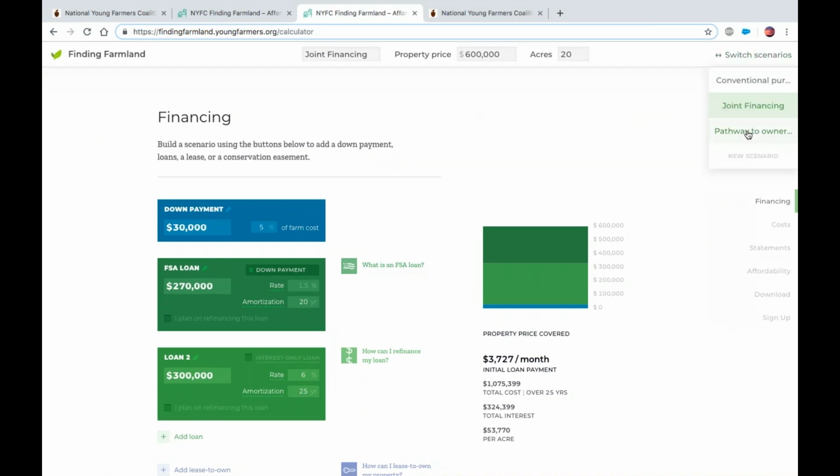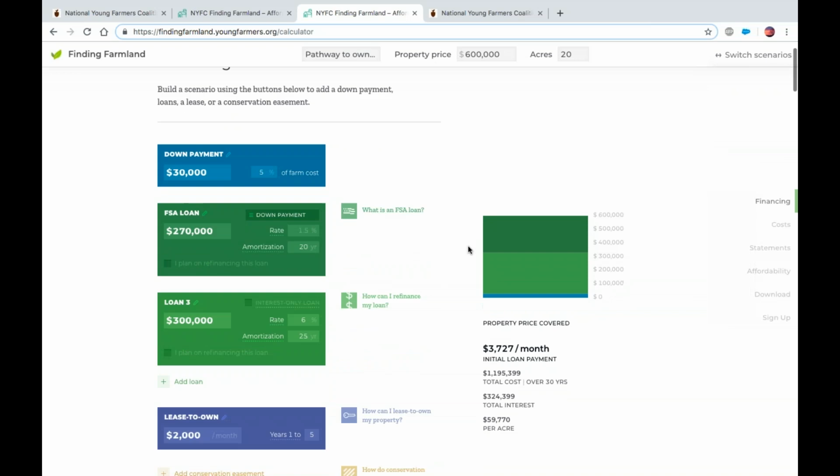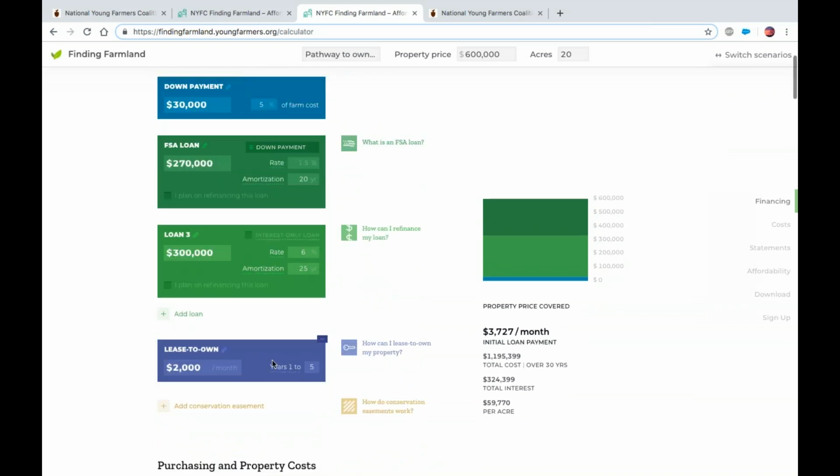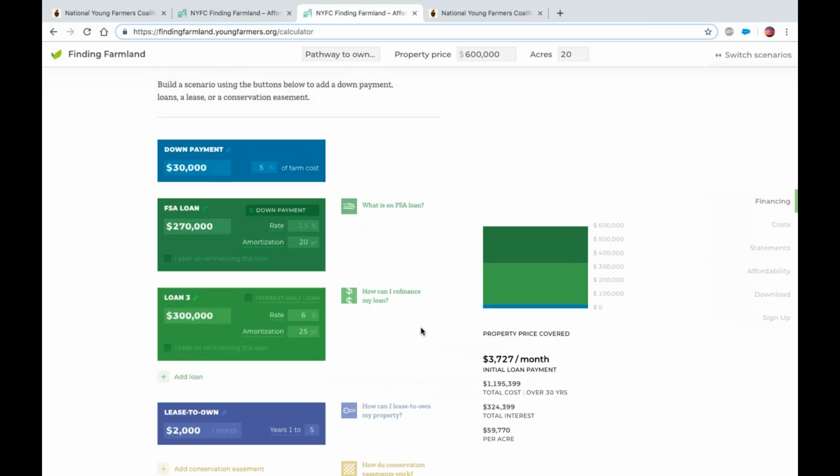So I built this other scenario, which we're calling our pathway to ownership scenario, which is exactly the same as the joint financing. The purchasing process is the same, price is the same. The only difference is that for 5 years, we're leasing this property for $2,000 a month, which would be $24,000 a year, 20 acres. It's like a little over $1,000 an acre.